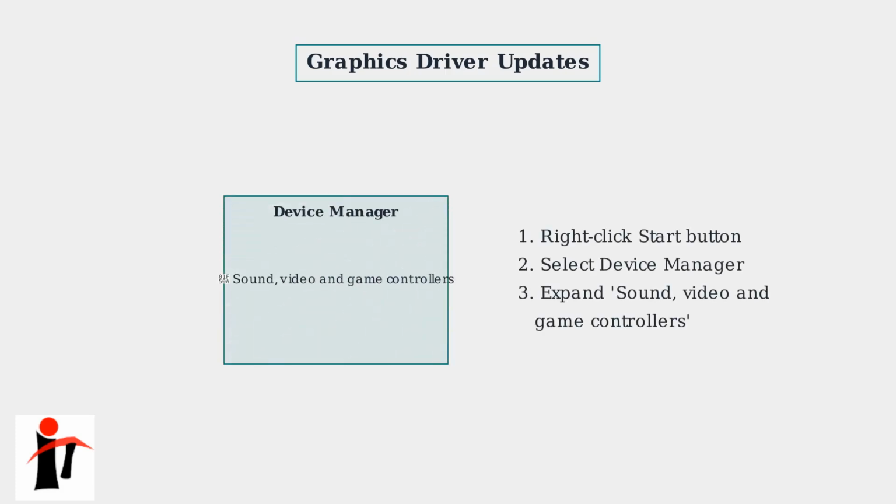When basic troubleshooting fails, the next step is updating your graphics drivers. Graphics drivers contain the audio components needed for monitor sound output. Open Device Manager by right-clicking the Start button and selecting Device Manager. Look for the Sound, Video, and Game Controllers section and expand it.